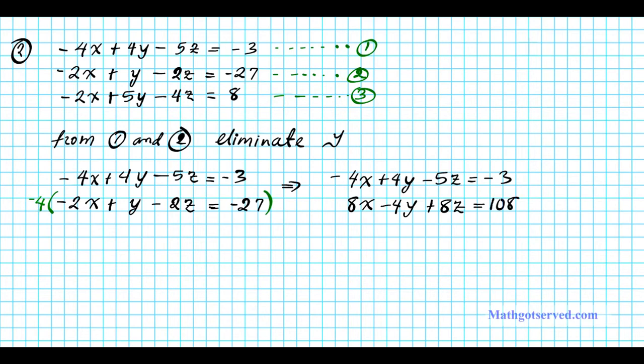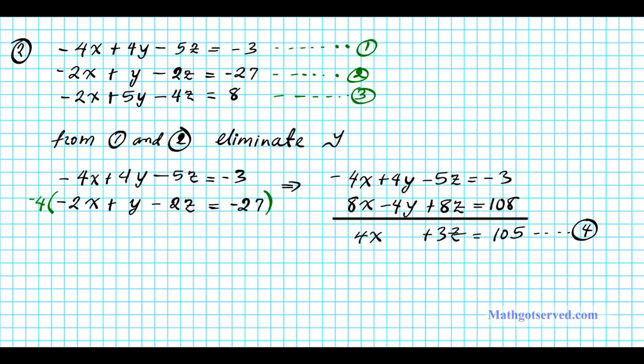Okay? All right, now you notice that the y's are opposites of each other, so that's excellent. So let's combine it. When we combine the x's, we'll have a positive 4x. The y's add up to 0, plus 3z equals positive 105. Let's call this equation number 4.